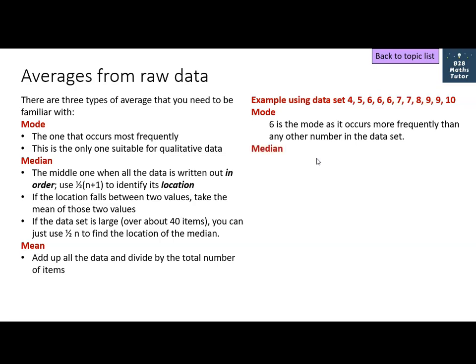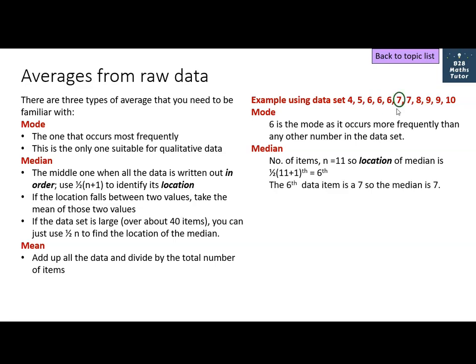The median is the middle one. They're conveniently already in order. We've got 11 data items in the set. So we do 11 plus 1 and halve it, which gives us 6. So our median is our sixth data item. 1, 2, 3, 4, 5, 6. It's that first 7. So the median is 7.